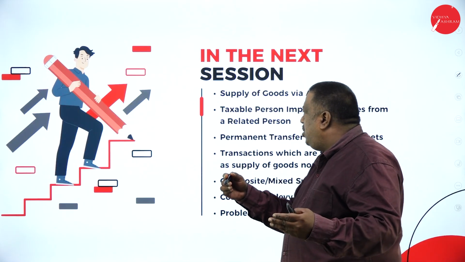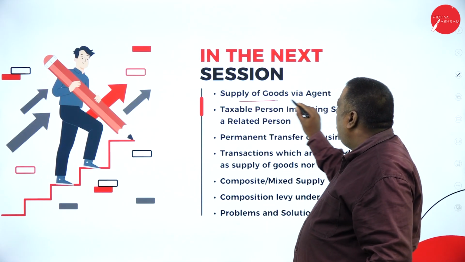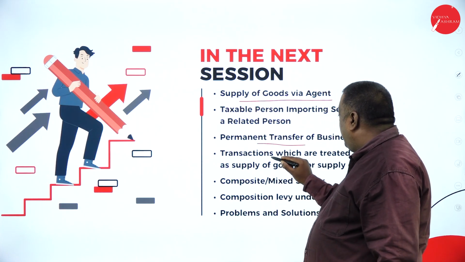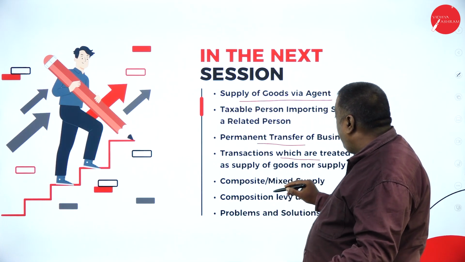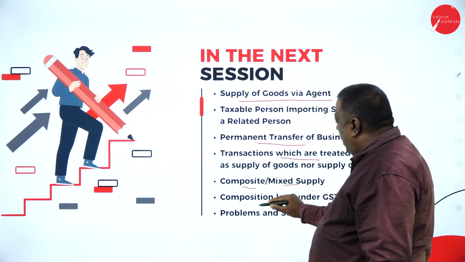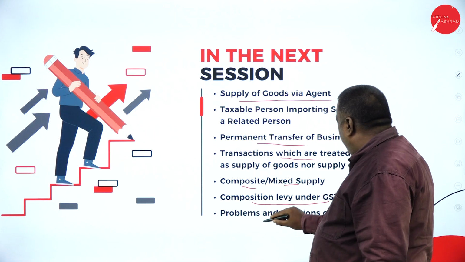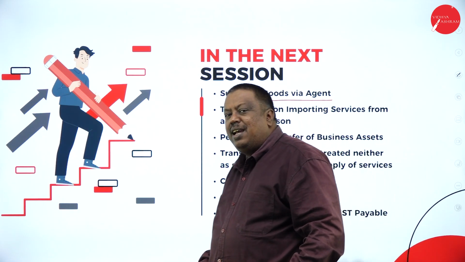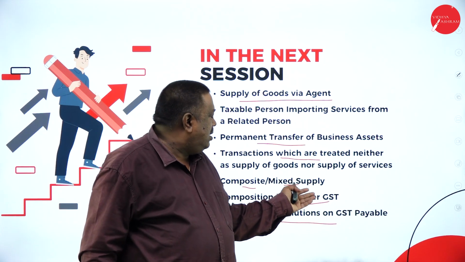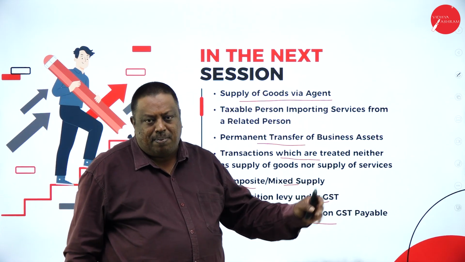In the upcoming session, we are going to discuss supply of goods via agent, permanent transfer, transactions which are treated as neither a supply nor a service, composite and mixed supply, and composition levy under GST. Let us solve some basic problems under the composition scheme as well as composite supply and mixed supply.